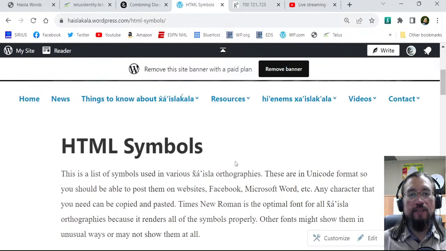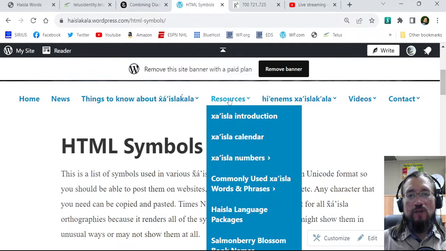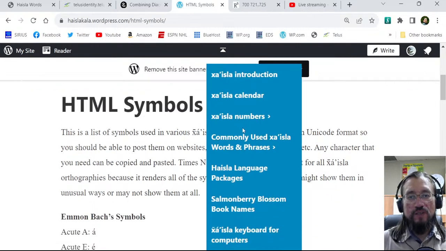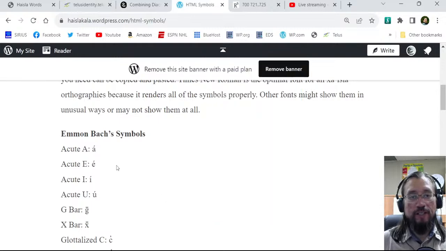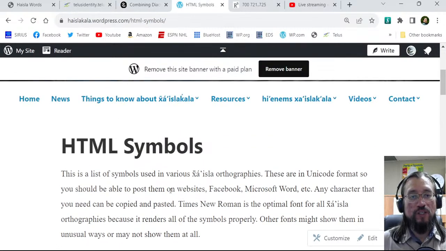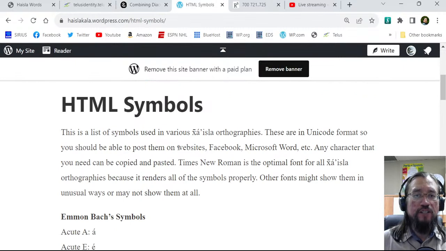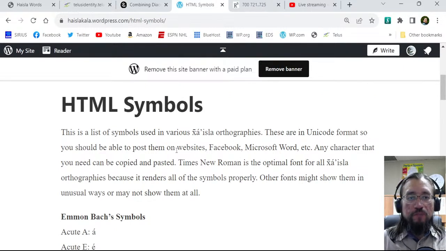So this is on the xa'islak'ala website. This is under resources. This is the menu here. If you hover over resources, you see a bunch of different entries. If you go down to the very bottom, that's this web page here. If you click on it, it brings you to this page here, which talks about HTML symbols. I could also call them Unicode symbols.